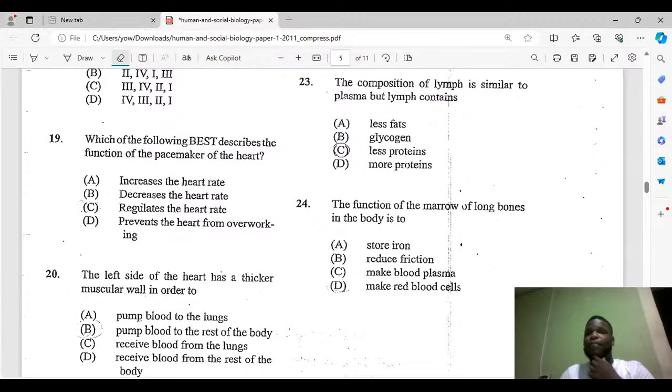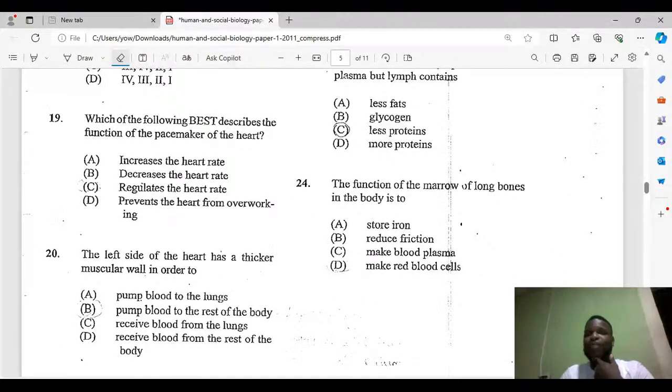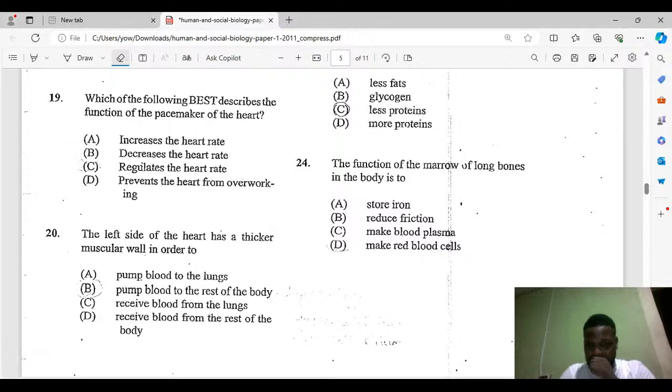Question 24. The function of the marrow of long bones in the body is to do what? What's the function of the marrow?